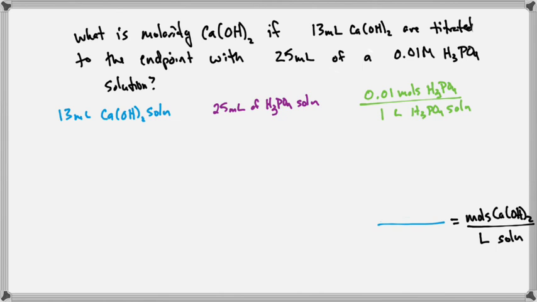If we take a look at our blue, milliliters of calcium hydroxide, that's calcium hydroxide solution, and it's a volume. Liters is a volume also. Since I have liters of volume in my answer in the denominator, when I bring in the liters of the calcium hydroxide, it also needs to appear in the denominator. So I'll put 13 milliliters of my calcium hydroxide solution. That sets me up so that I can get my volume in the denominator for the answer.